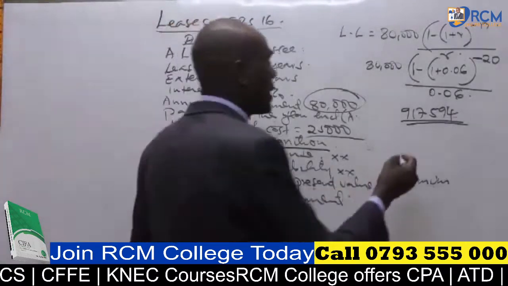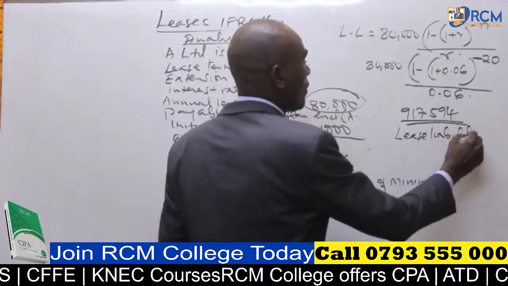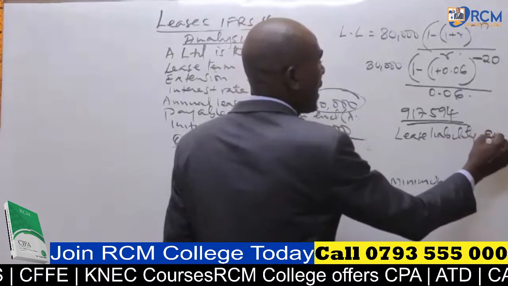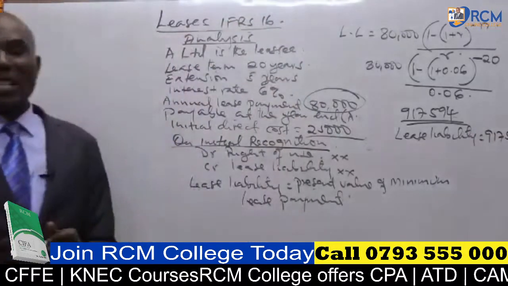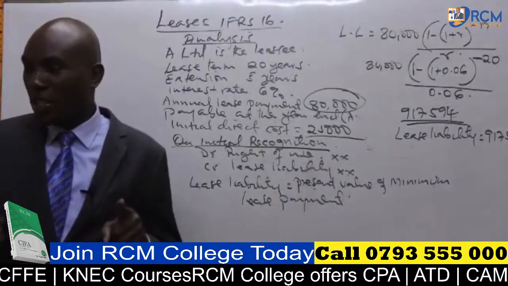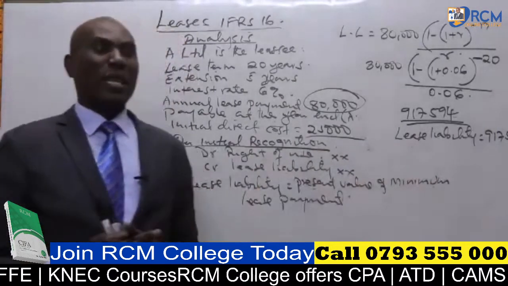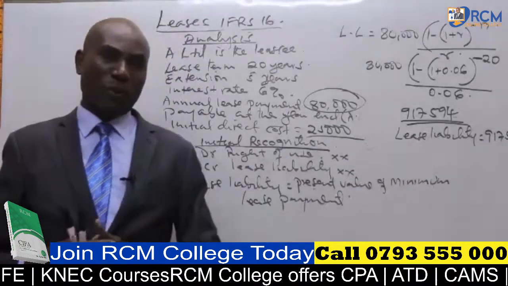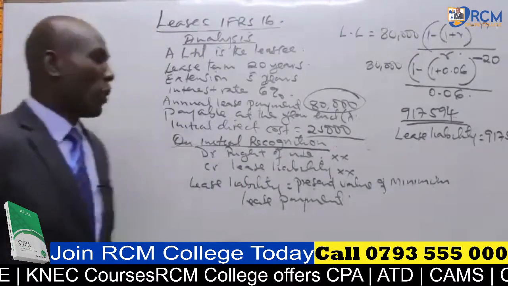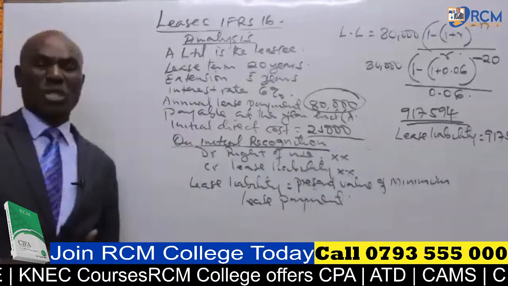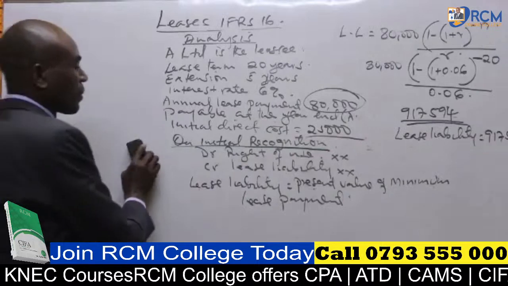Therefore, the lease liability equals 917,594. That is on initial recognition. But will this be the right of use? Sometimes it can be the right of use, but sometimes it cannot be the right of use. Why? We check if we have any other costs that make up the right of use.